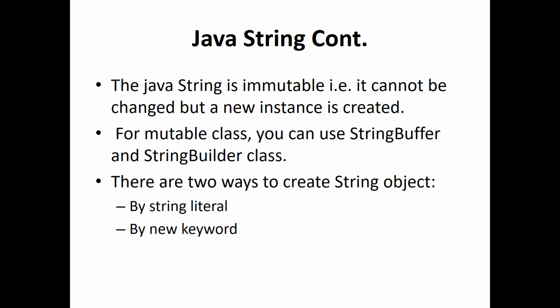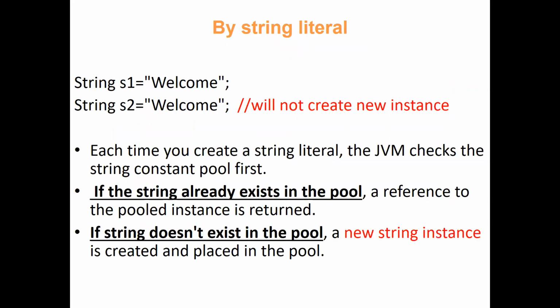As alternatives for mutability in Java, there are two more classes: one is StringBuffer and the other is StringBuilder. Those two are mutable, and the String class is immutable. Now let's see how we create string objects. There are two ways: one is a string literal, and the other is by using the new keyword. Let's see one by one.